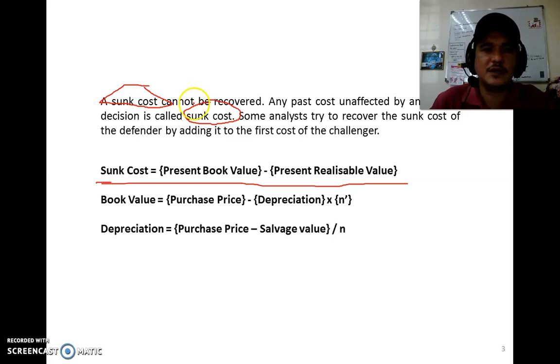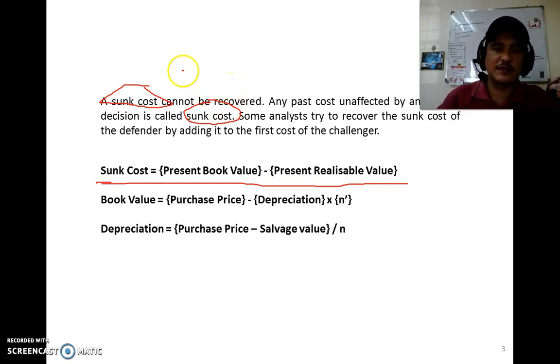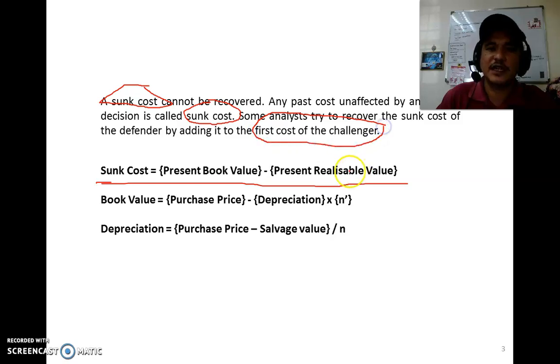So what is a sunk cost? We compare the present book value, our asset value, the value of the machine currently, with the first cost of the challenger. What is the first cost of the challenger? The first cost of the challenger is the present realizable value or trade-in value.